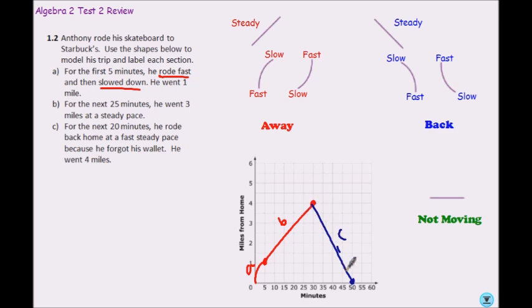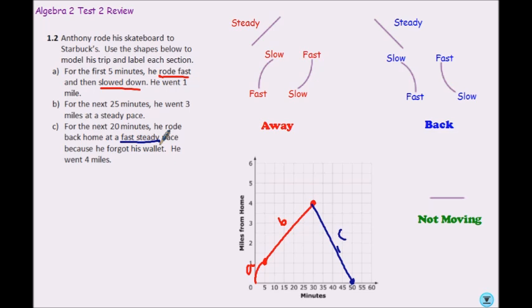The only thing to mention here, and what you may have gotten confused about, is it says a fast steady pace, and then you're like, well, what's the difference between a fast steady or a slow steady or a steady steady? Well, it's going to be a straight line. If it's steady, that means that it's constant. So it's going to be a straight line. It just means how steep that line is. You notice that it took him 30 minutes to get to Starbucks, and it took him only 20 minutes to get back home. So he went a lot faster on his way home.